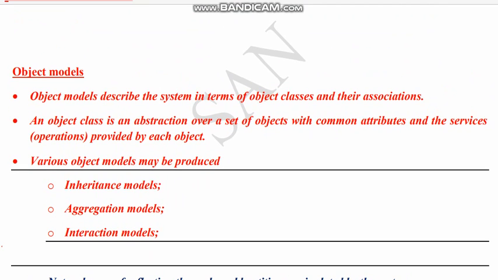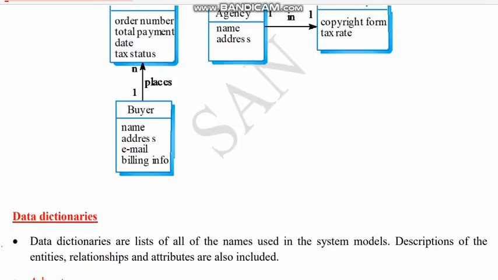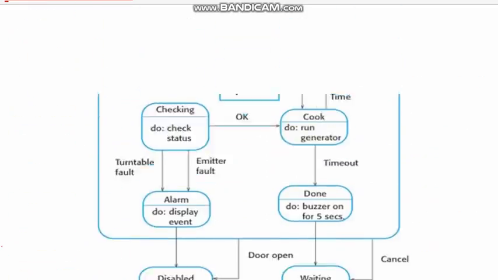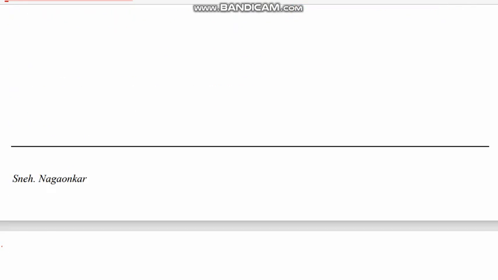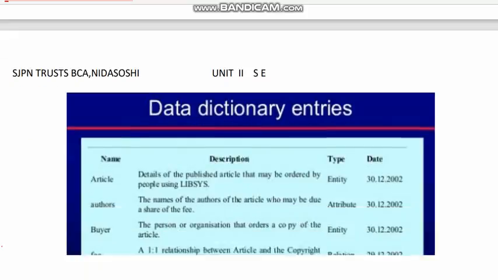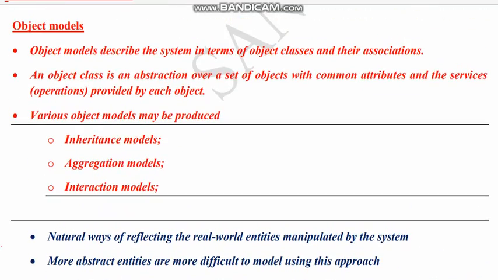So that is all about your semantic data models. Under data models, the first thing we have is semantic data models. Second is object models. So there are two categories under data models. Actually one more is there, that is data flow diagram. The second category we see is object models.